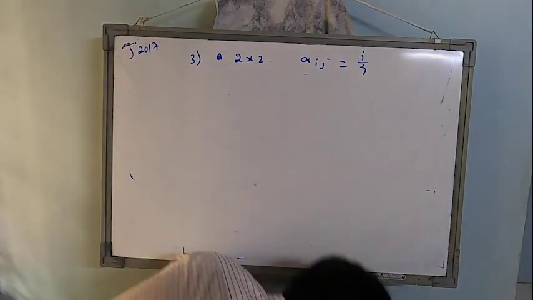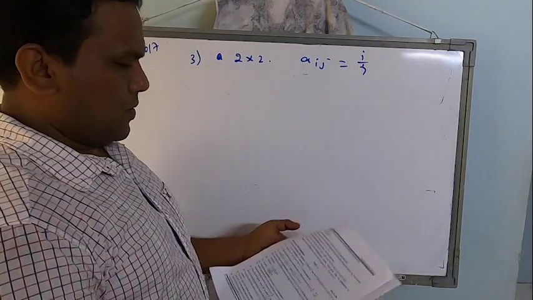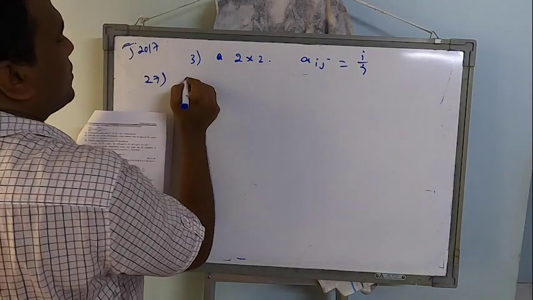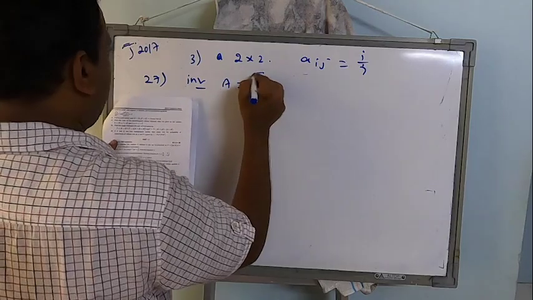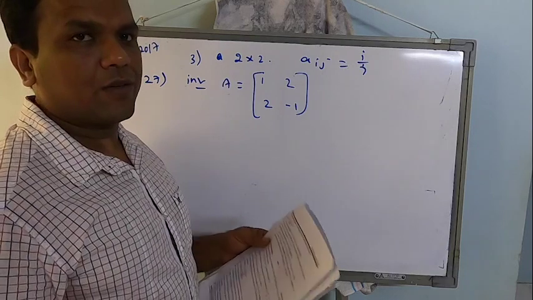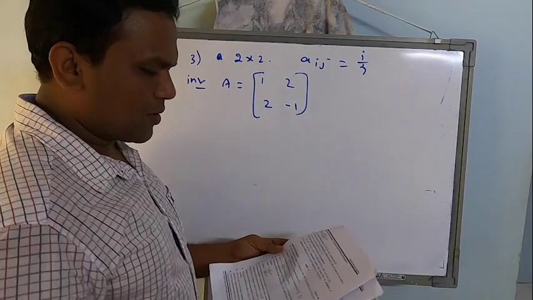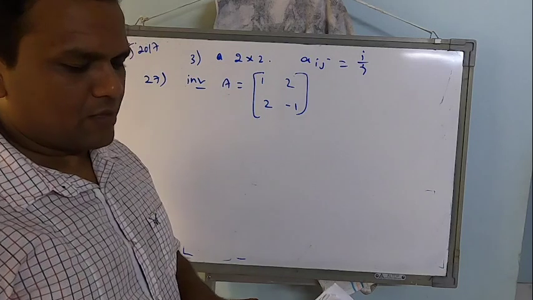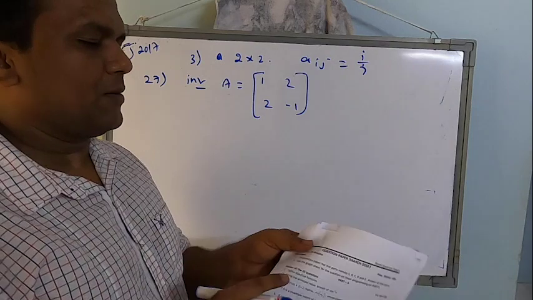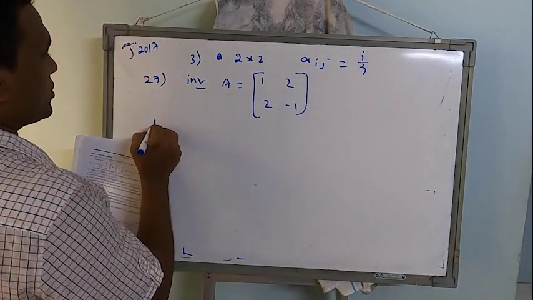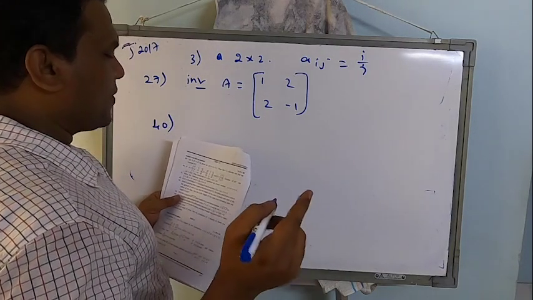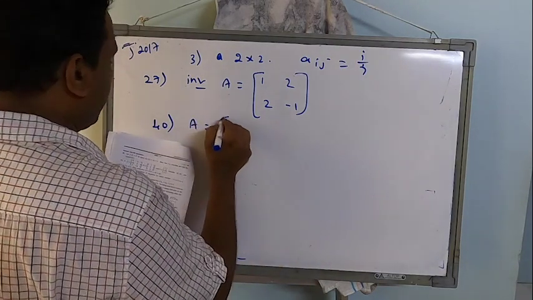So if I start with 27, let's go to 27. Problem number 27 is based on finding the inverse of the matrix 1, 2, 2, minus 1 by using elementary transformation. You know what to do, enough number of problems are already discussed, so you can manage with this. So let's go for the 5-mark problem in this one. It's question number 40, that's for 5 marks. Already I have given one problem of the same kind. Now here also the problem is repeated.